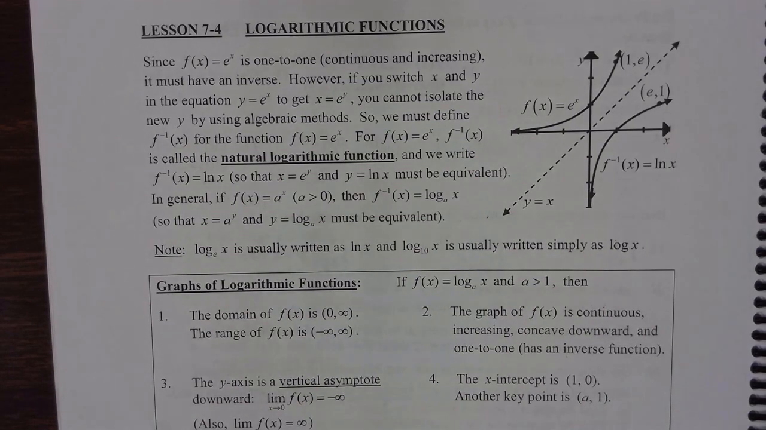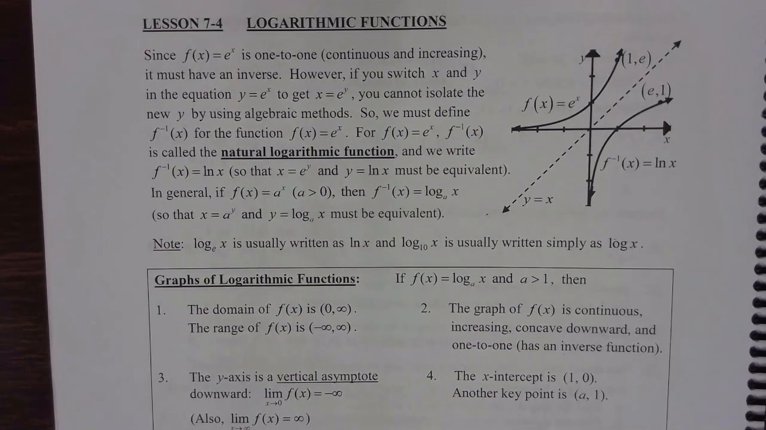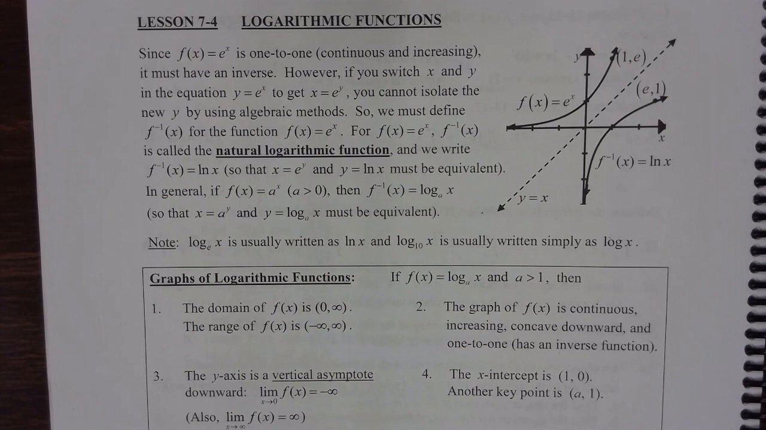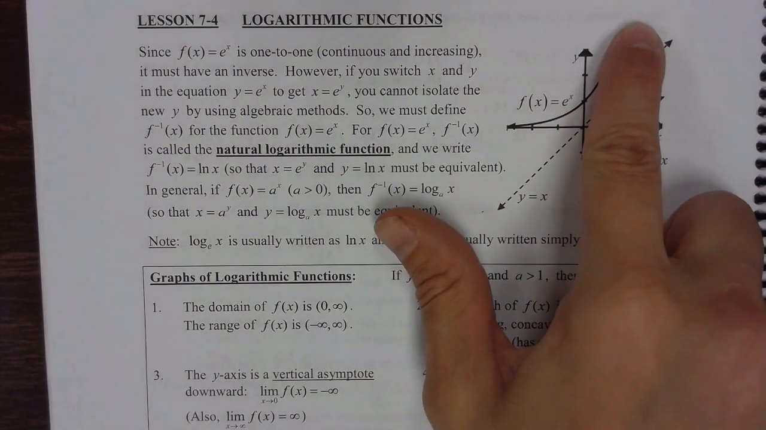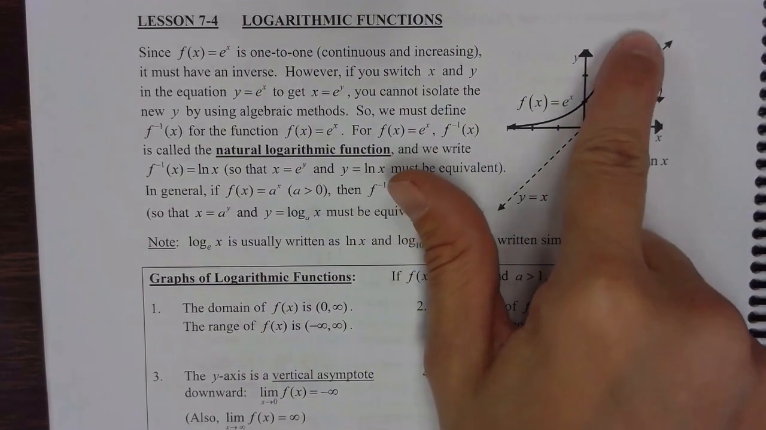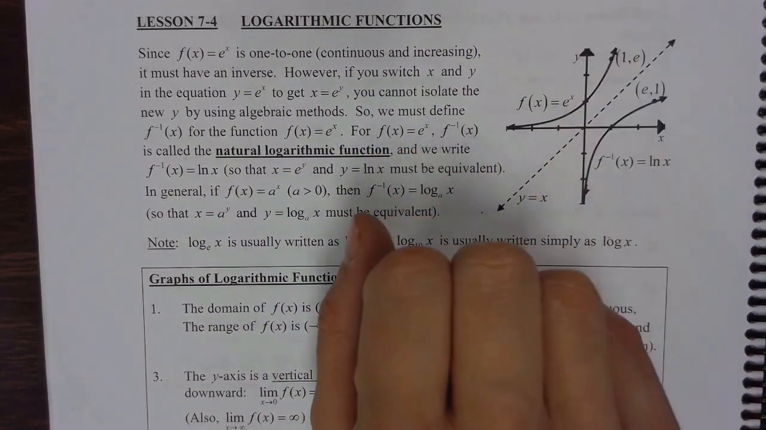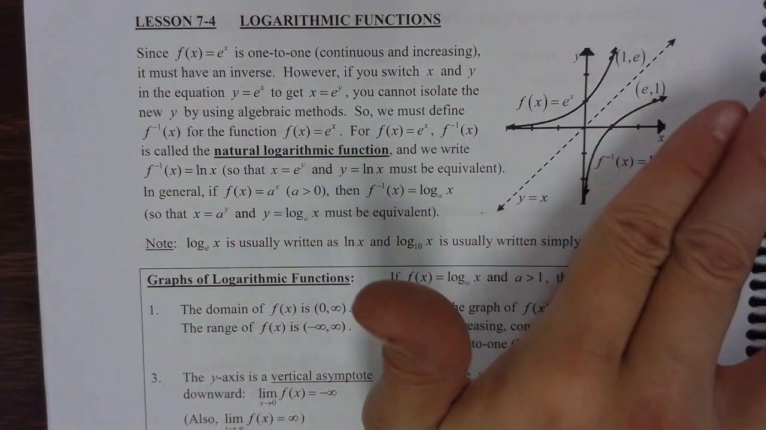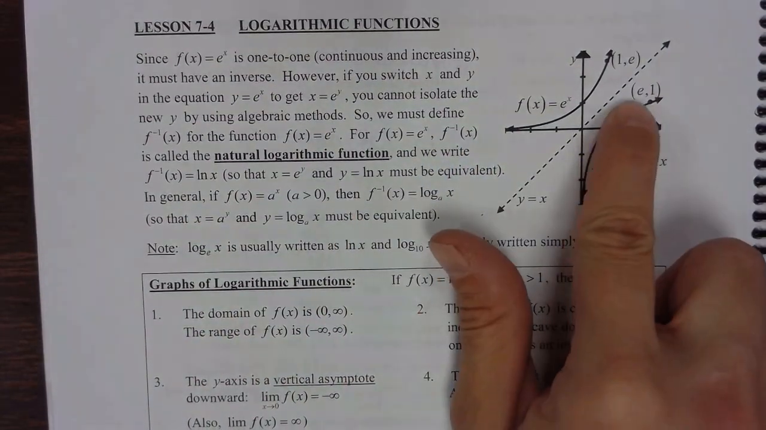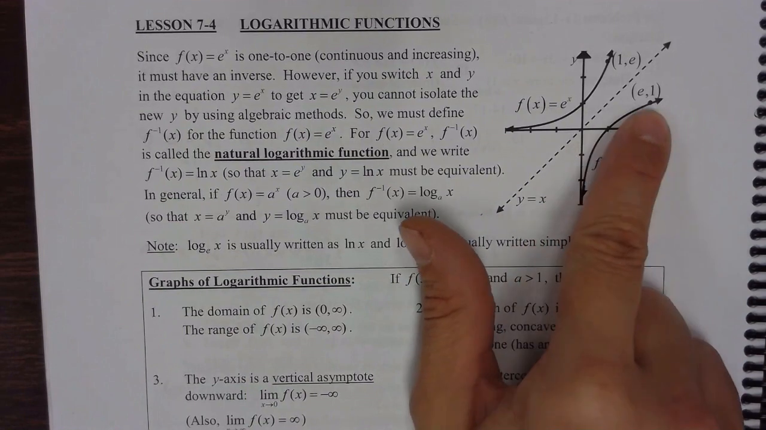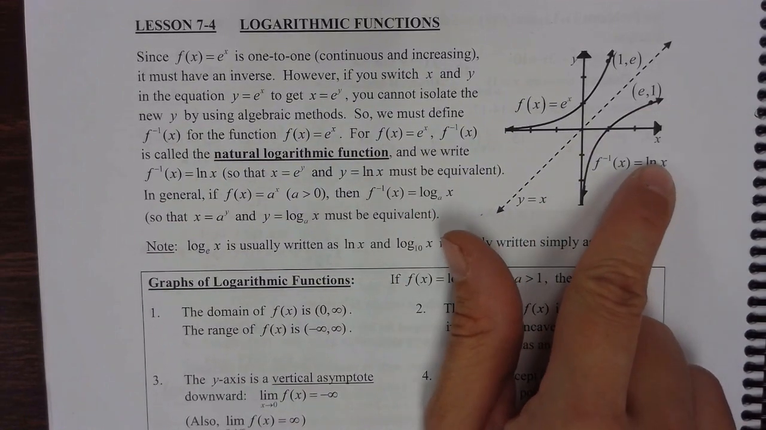Alright guys, so this is 7.4. We're going to look at log functions. So let's remember last section we were doing e's and exponentials, right? So we have our e to the x function. And if you talk about the inverse, which is the reflection over y equals x, we get this graph right here, which is our ln of x.